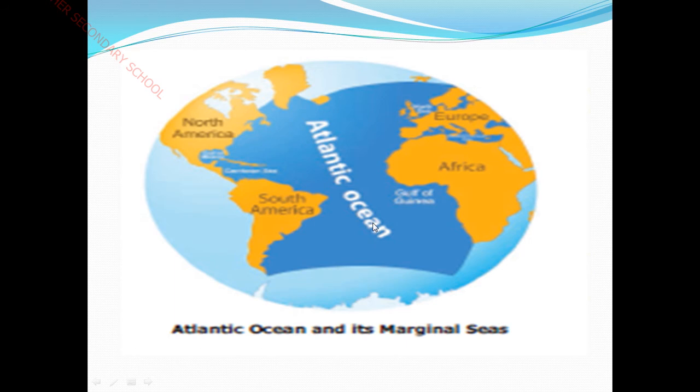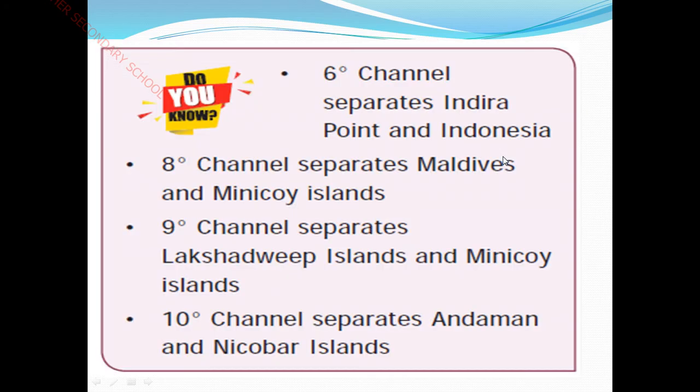Okay, children? Yes. The Strait of Gibraltar connects the Atlantic Ocean with the Mediterranean Sea. Okay, so this is also one of the extra points. The Strait of Gibraltar connects the Atlantic Ocean. Now, the strait means what? The word strait: a narrow piece of sea that joins two larger seas is called a strait.